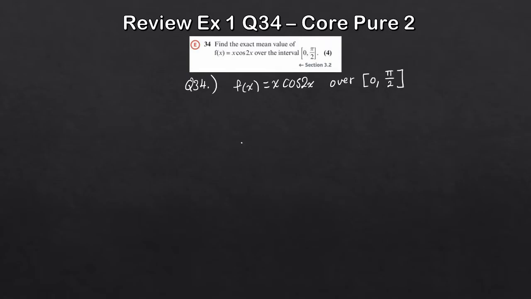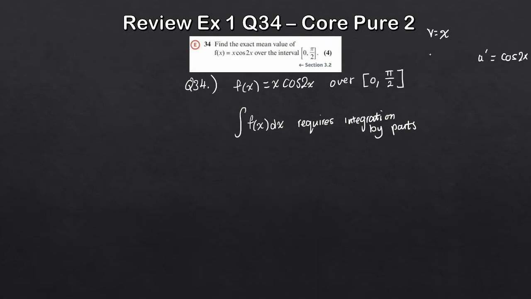So to find this integral here requires integration by parts. There we go. Okay, so what we're going to be doing here is writing down our v and then writing down our u prime. So v in this case will just take us x, so that's the x here. U prime will take us the cos 2x.